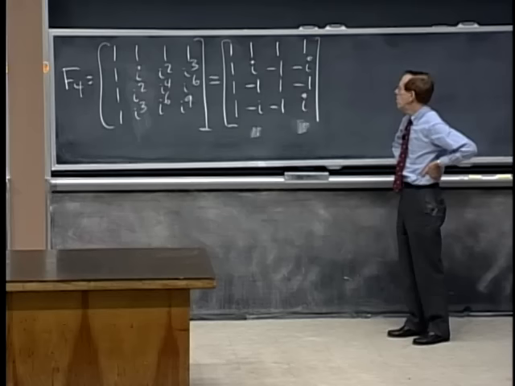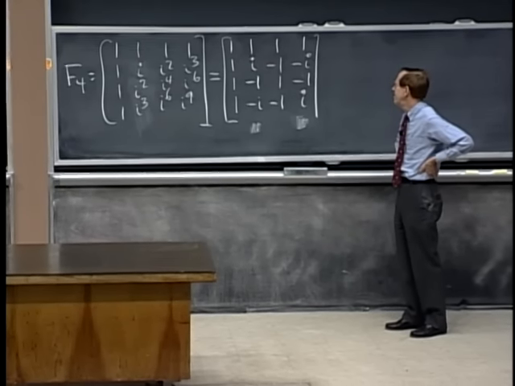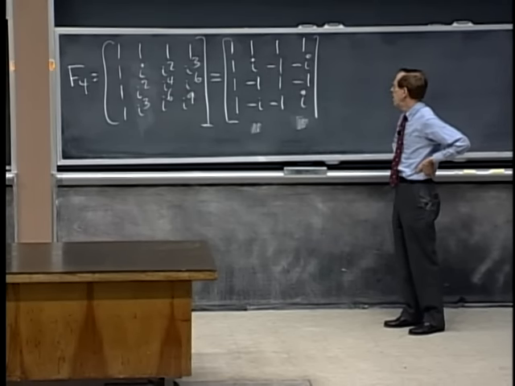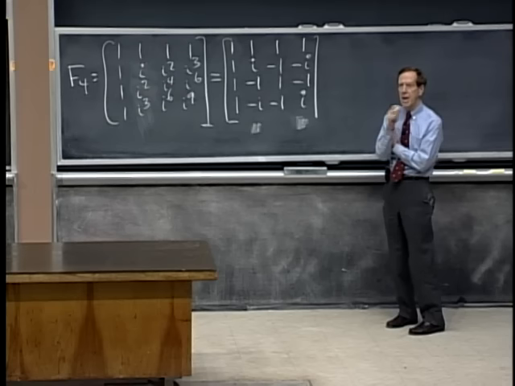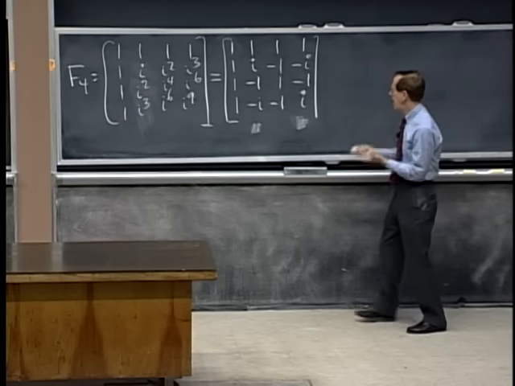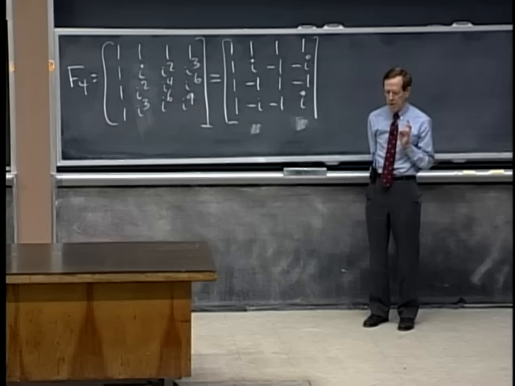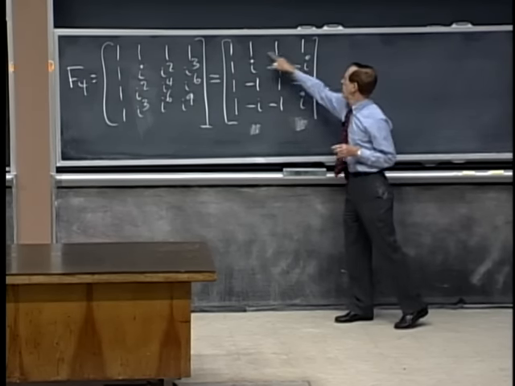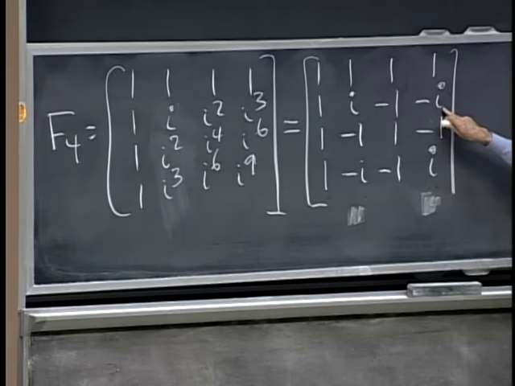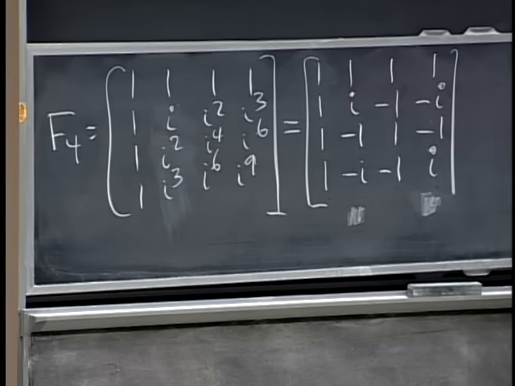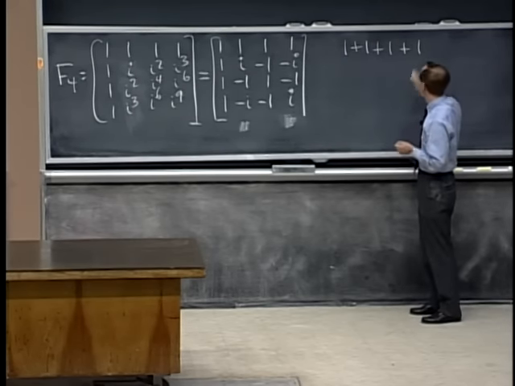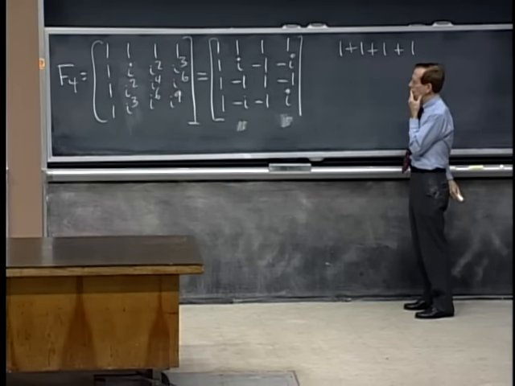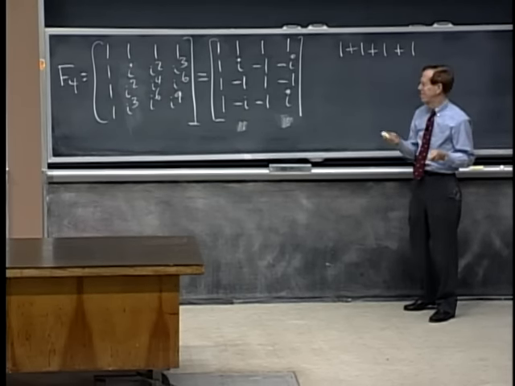Yes. Let's see. I believe that those two columns are orthogonal. So let me take their inner product and hope to get 0. Now, if you hadn't listened to the first half of this lecture, when you took the inner product of that with that, you would have multiplied 1 by 1, I by minus I, and that would have given you 1. Minus 1 by minus 1 would have given you another 1. Minus I by I would have been minus I squared. That's another 1.